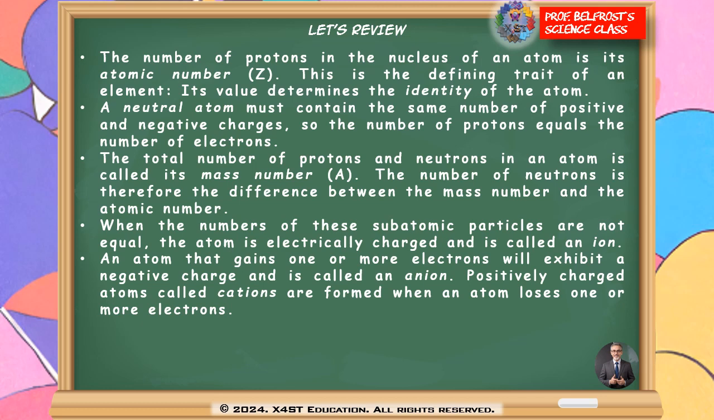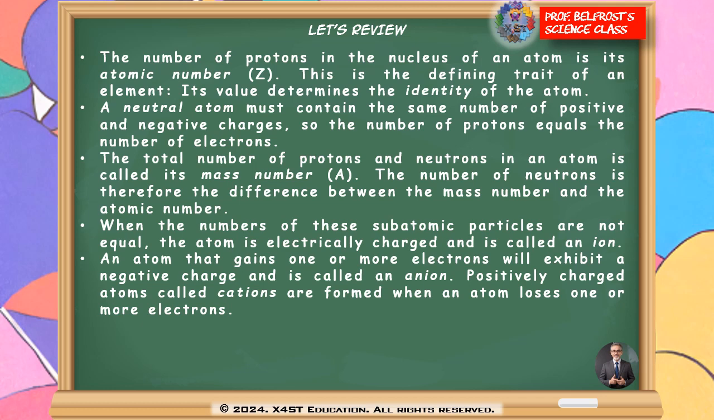Okay, let's move. The number of protons in the nucleus of an atom is its atomic number, which is represented as Z. This is the defining trait of any element. Its value determines the identity of the atom. Please note this. A neutral atom must contain the same number of positive and negative charges, so the number of protons equals the number of electrons. Why don't we consider neutrons? Because a neutron has no charge at all.